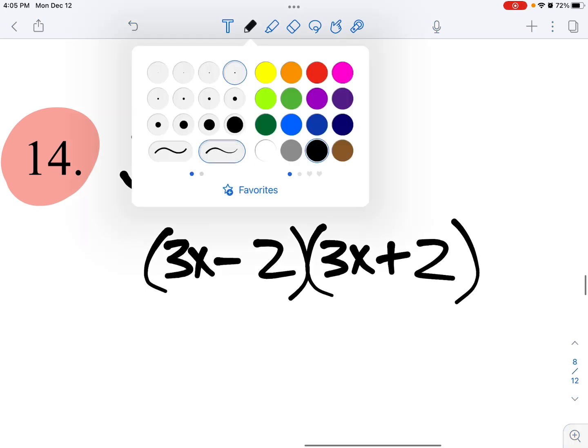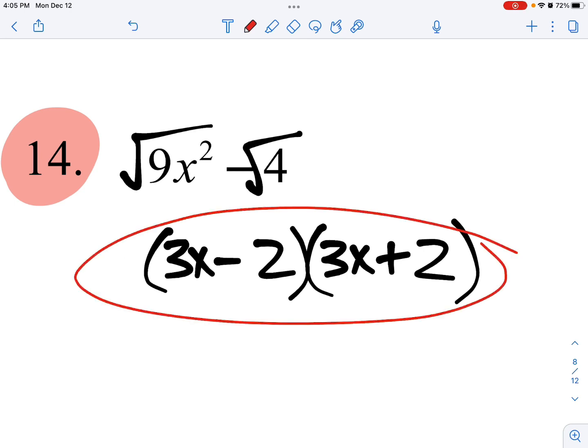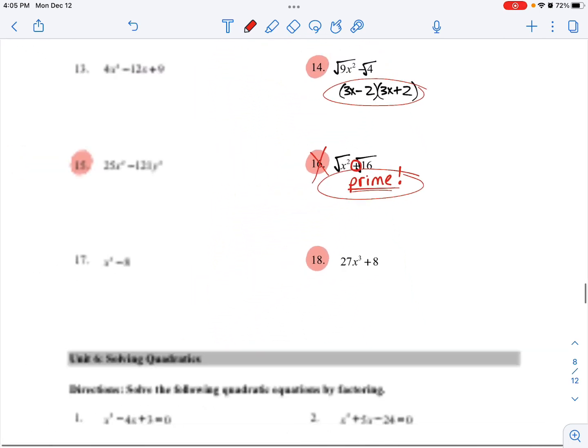Do I have to set this equal to 0 and solve it? No, because there's not an equal sign in the problem. This is our final answer. This one is prime. You can't factor it because of the plus sign. Maybe put that on your note sheet.